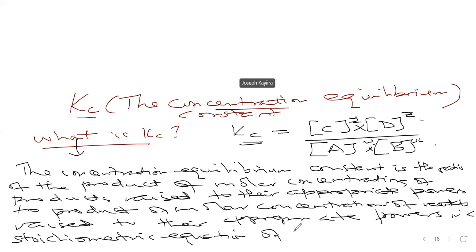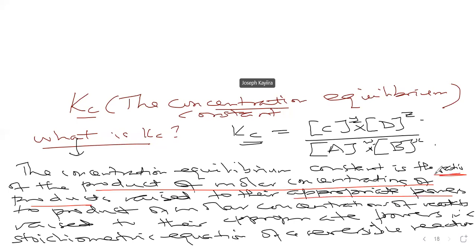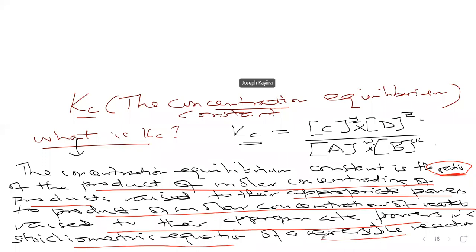And the reaction should be reversible. The reversible reaction. What do I want you to emphasize? Product of molar concentrations of products raised to their appropriate powers, and it's a ratio, of course. Product of molar concentrations of reactants raised to their appropriate powers. Stoichiometric equation, reaction should be reversible. That is Kc, the concentration equilibrium constant.